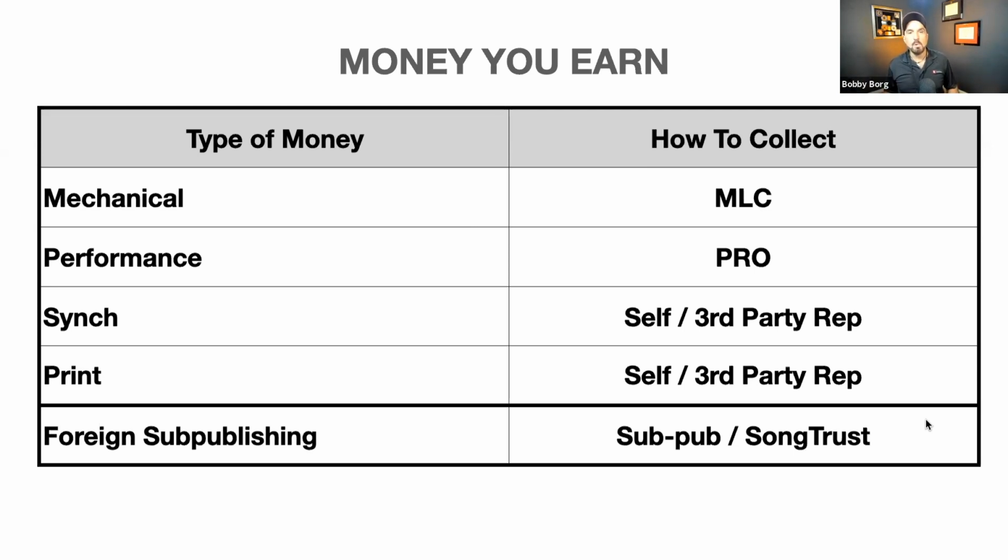Okay. All right. Moving on to the third food group, which is synchronization royalties. Synchronization royalties are essentially the royalties that you get when your music is merged with a visual image. So the main categories of this would be when your music is used in a film, when your music is used in a television show, and when your music is used in a video game.